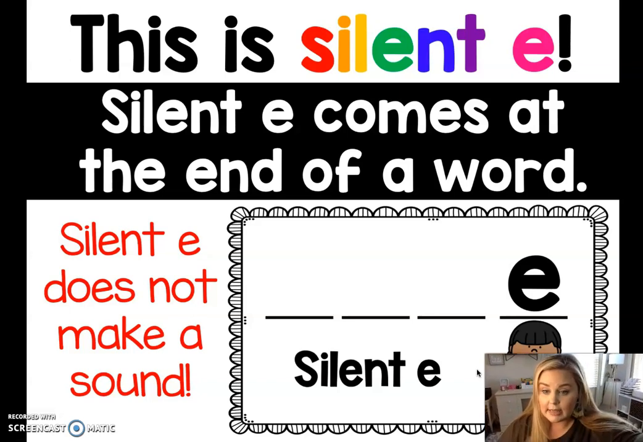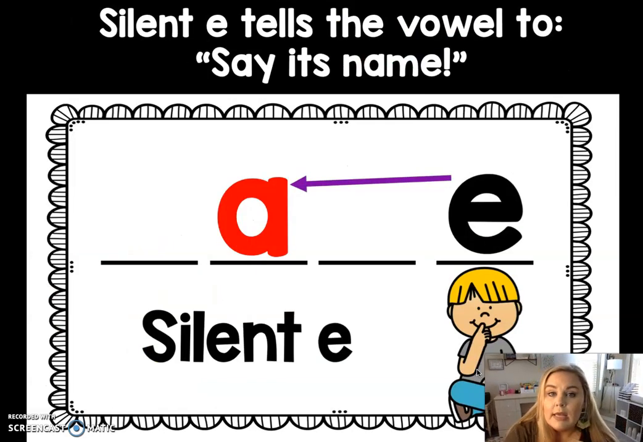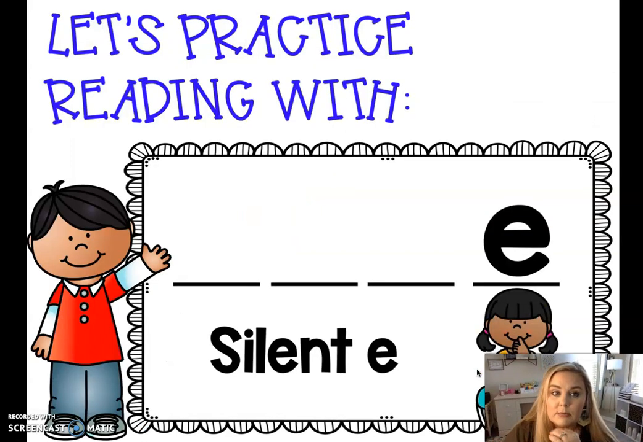And when there's a silent E, we know as readers that we need to say the long vowel instead of the short vowel. So let me show you what I mean by that. Silent E tells the vowel to say its name. So silent E does have a very important job. Even though it's silent and it doesn't say anything, its job is telling the vowel to say its name, which would be the long vowel instead of the short vowel. So let's move on to the next one.